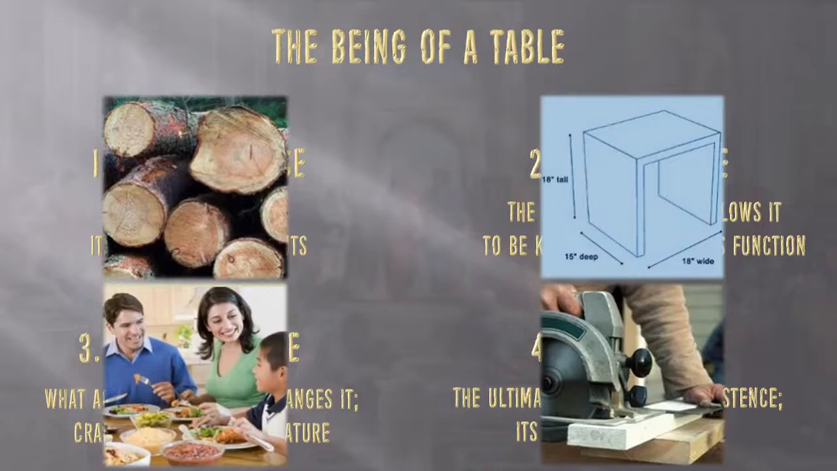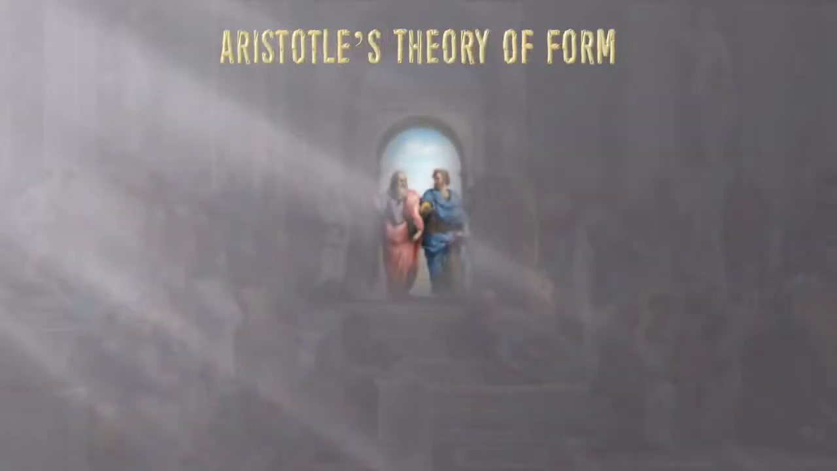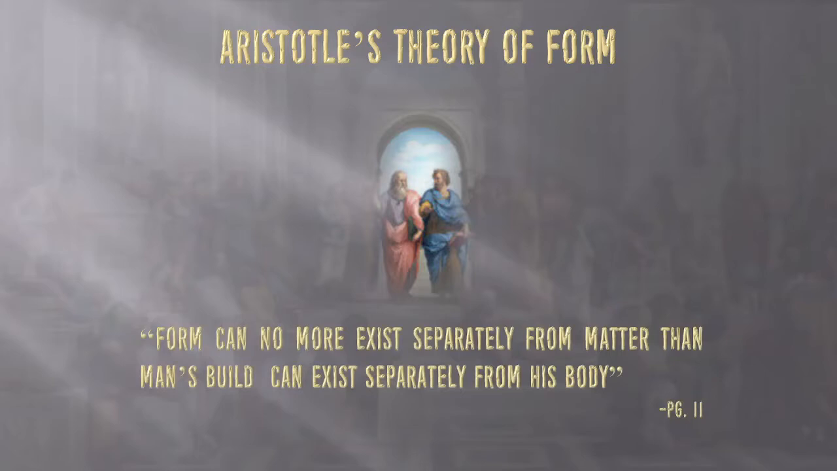So for Aristotle's metaphysics, unlike Plato's, form is not something ideal, but also it's not something material. Form is inherent in this worldly object. As McGee says, form for Aristotle can no more exist separately from matter than a man's build can exist separately from his body.